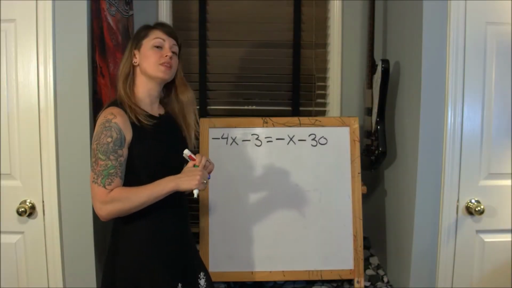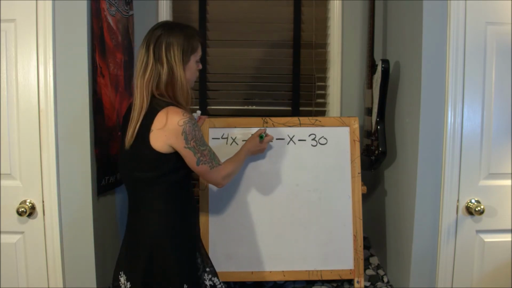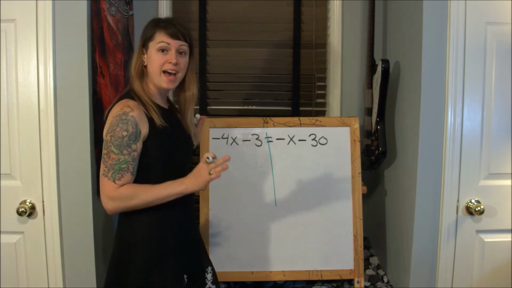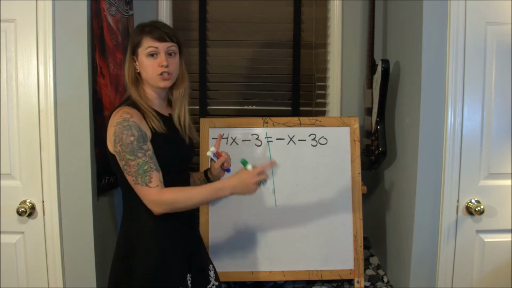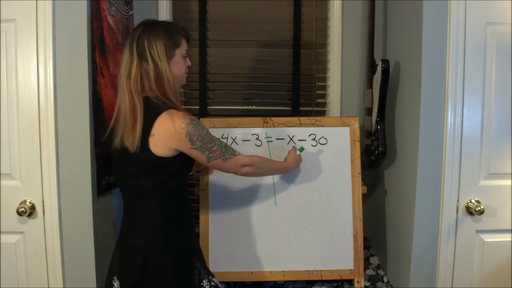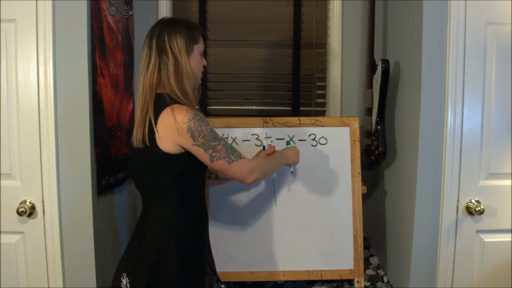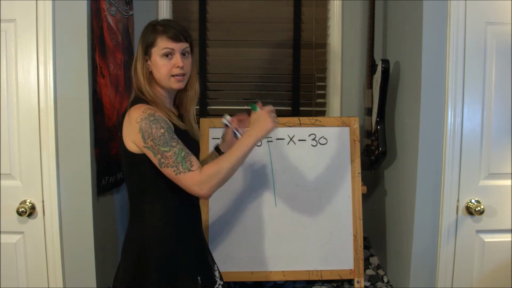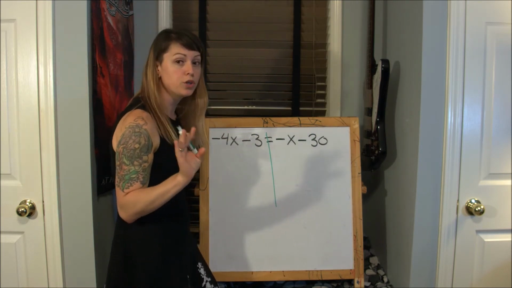All right, so in this problem, we actually have x's on both sides of our equal sign. Okay, so when that happens, before we can do anything else, we need to make sure our like terms are together. If they were on the same side, I would just add them up, but they're on opposite sides of the equal sign. So I'm going to have to move one either to the left or to the right to combine those terms together. So it doesn't matter which one you move.